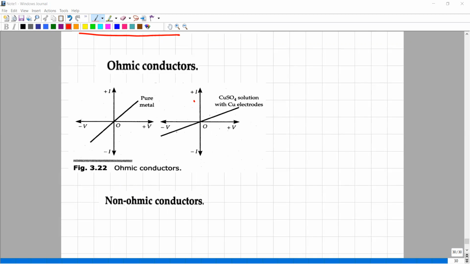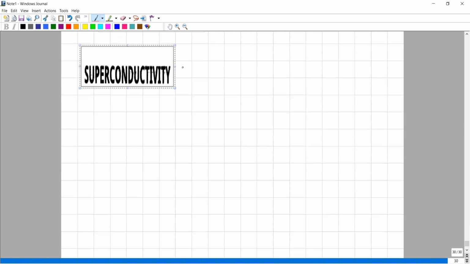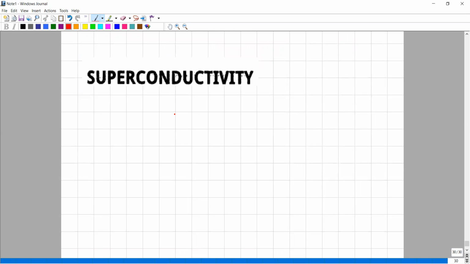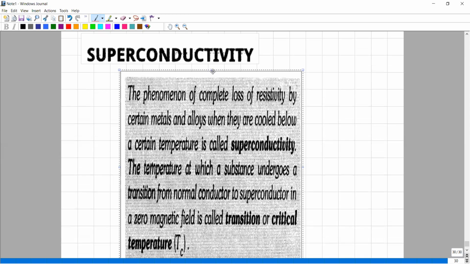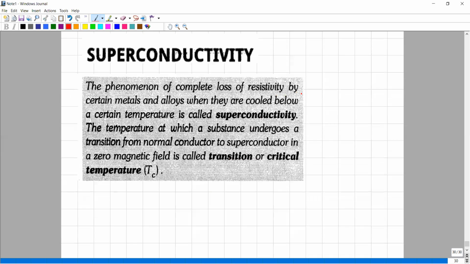Then the next topic is superconductivity. This is also very simple. As the name suggests, a material attains a superconductivity state, a state where resistance is very low or almost zero. If the resistance is almost zero, then it becomes a superconductor. You know this: resistance decreases, conductivity increases. So if resistance becomes almost zero, the conductivity will increase and it will become a superconductor.